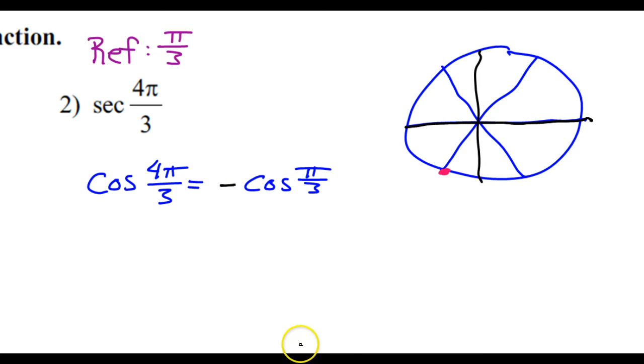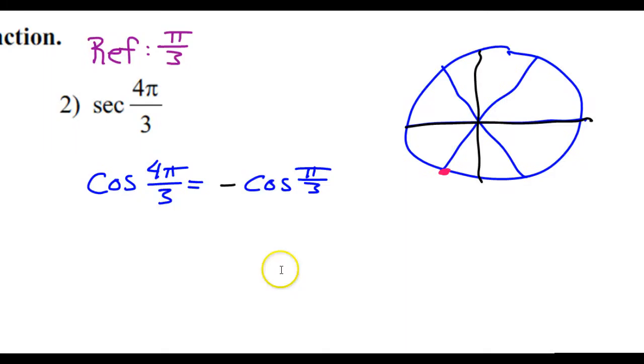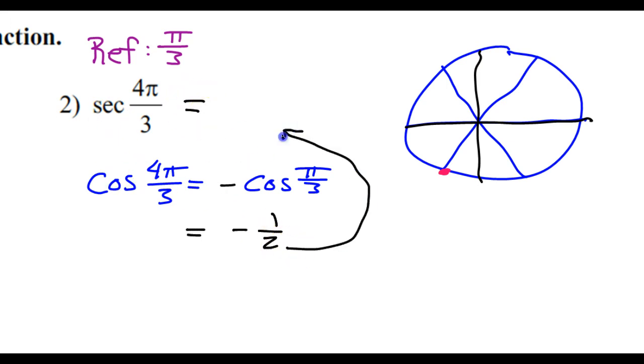Now, cosine of pi over 3 is right on our little chart. That's 1/2. So that means we're going to have negative 1/2. And like we said before, since it's secant, it's got to be the reciprocal. So that's why we're going to wind up with negative 2, because we do the reciprocal. All right, that feels better. I felt like I was cheating.